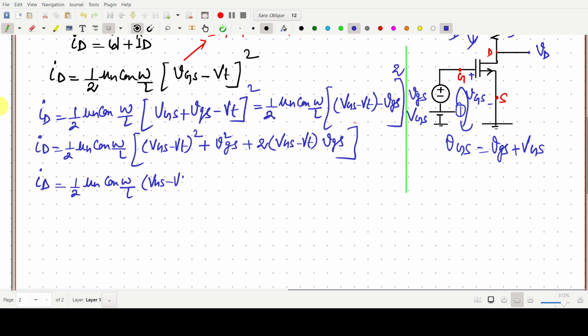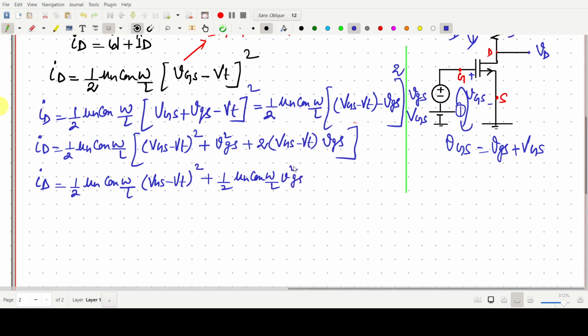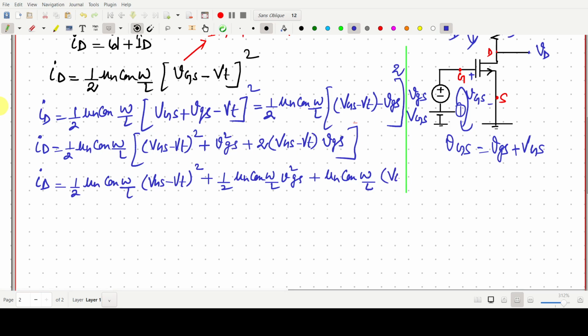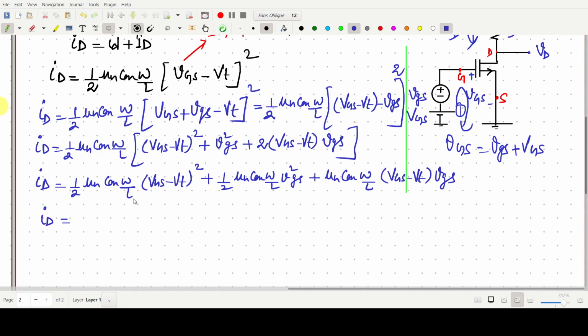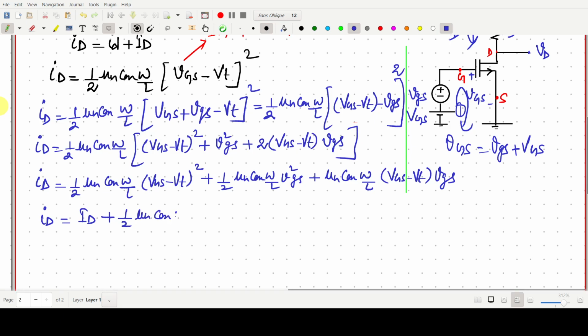Now I am just VT square plus 1 by 2 mu n COX W by L VGS square plus 2 will be cancelled out, mu n COX W by L, 2 cancel, VGS minus VT into a small vgs. Okay, now what we can write, ID. The first term is simply our DC component. So ID plus 1 by 2 mu n COX.